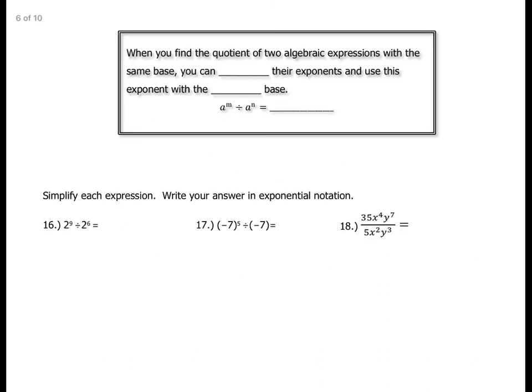So for the rule, when you find the quotient, remember that quotient means divide. When you find the quotient of two algebraic expressions with the same base, you can subtract their exponents and use this exponent with the same base. So a to the m divided by a to the n becomes a to the m minus n. Using that rule, see if you can figure out 16 through 18 on your own. But I really want you to just focus on 16 and 17 to start with. So at least do those two and then unpause it when you're ready.